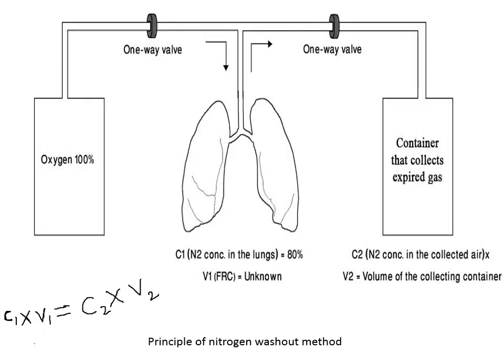Let me explain the nitrogen washout method. In this image we can see this is the container having 100% oxygen, and this is the container for collecting exhaled gas, and here we have a one-way valve, so there is no mixing of gases. This is the subject. Here the subject breathes normally at a tidal volume. Here the subject inhales 100% oxygen and exhales into the separate container.